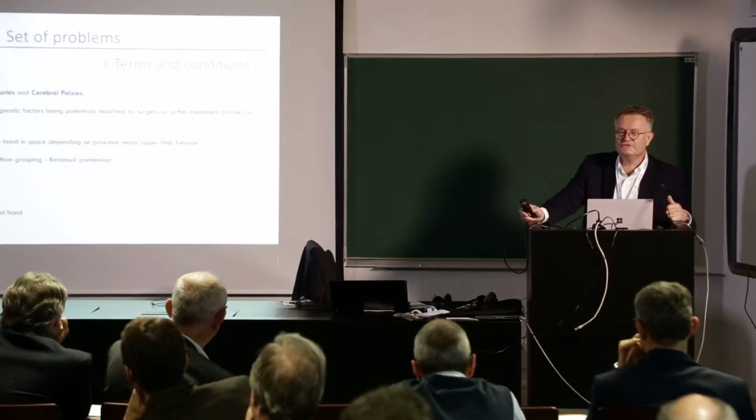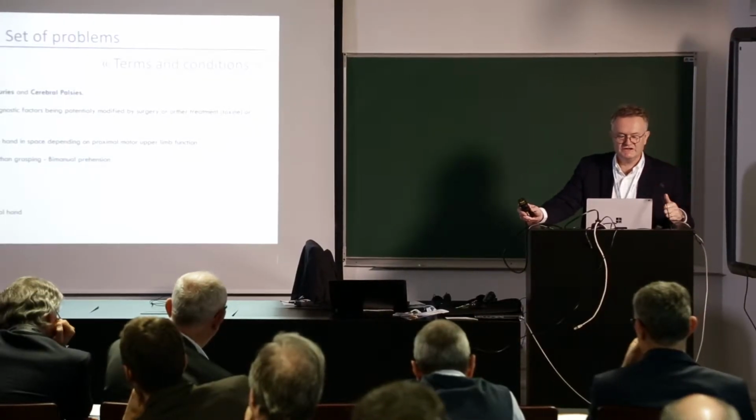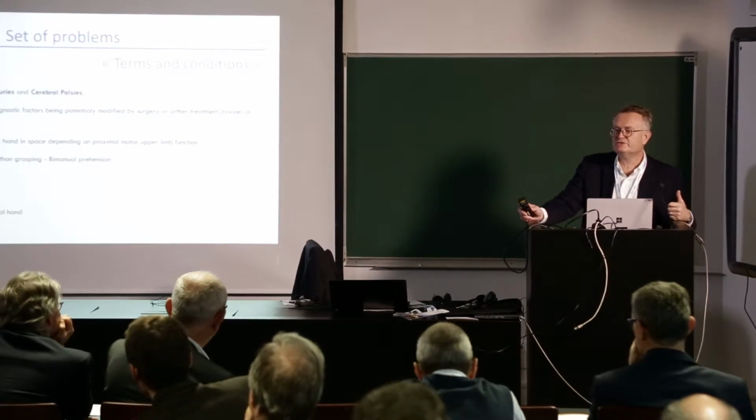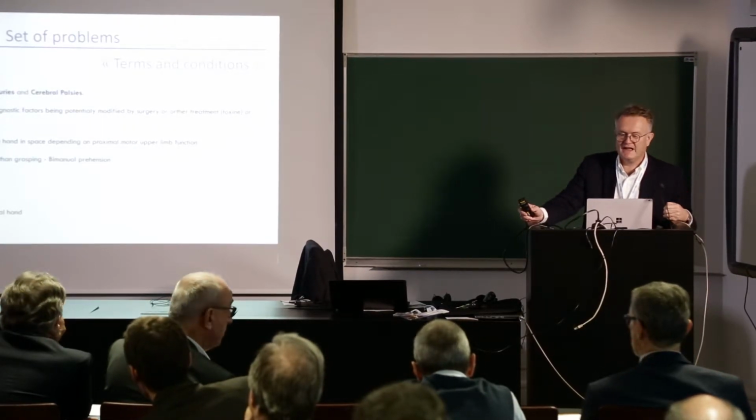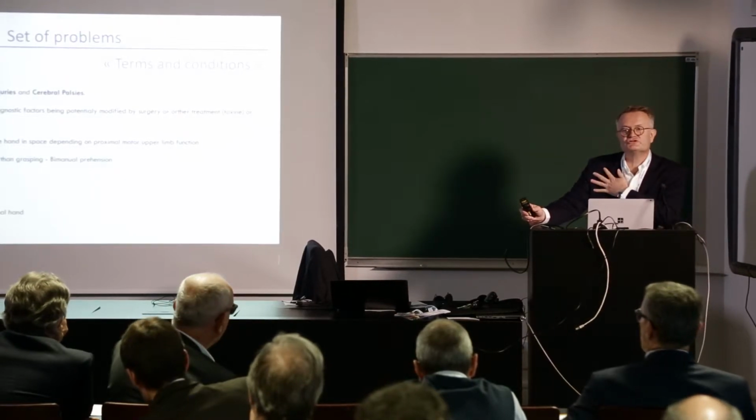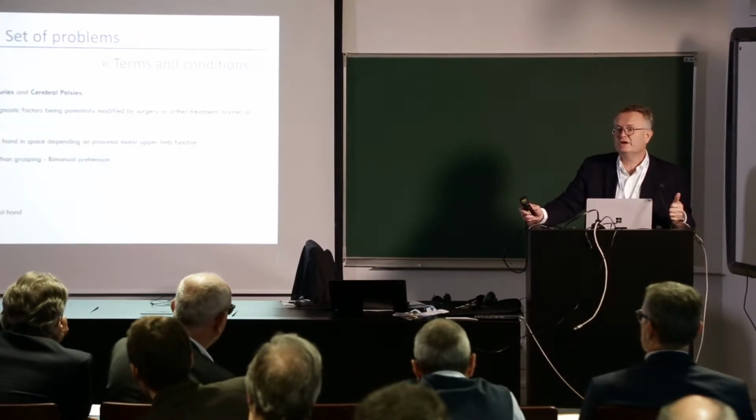Before making this classification, we decided to identify some parameters that are important for us, and the first is to base this classification on analytic prognostic factors potentially modified by surgery or other treatment like toxin or anesthetic block. The first parameter to build this classification is the quality of the positioning of the hand in space, and especially the proximal function of the upper limb: shoulder, elbow, and forearm.